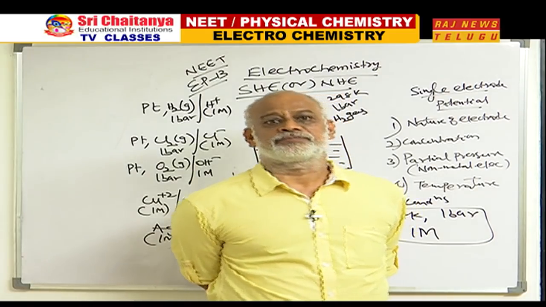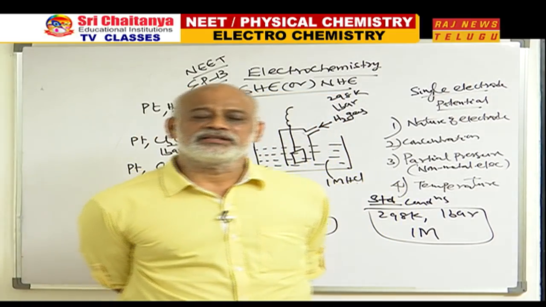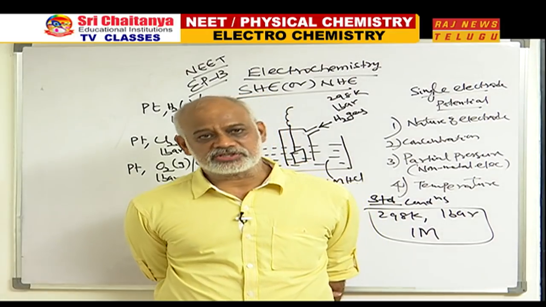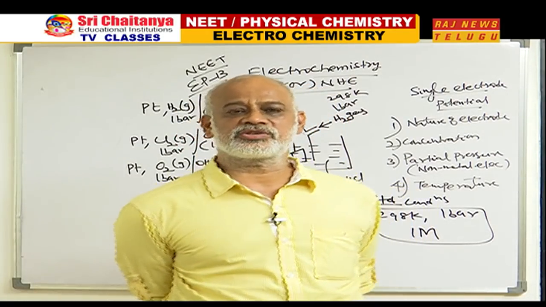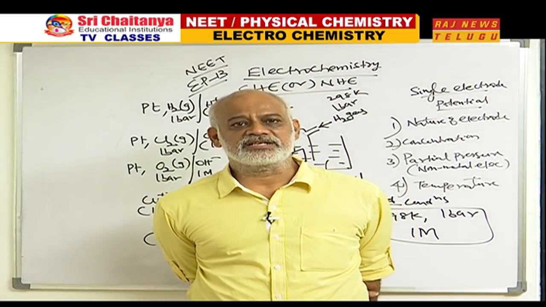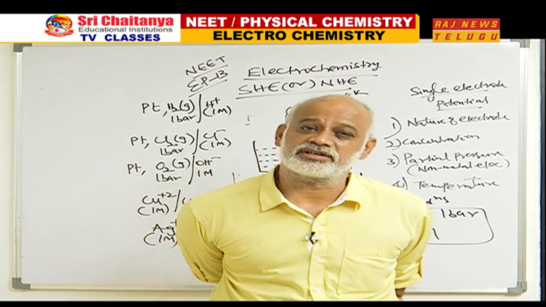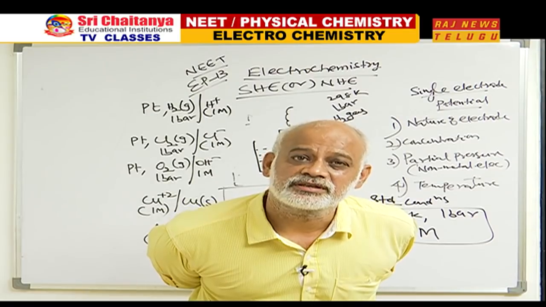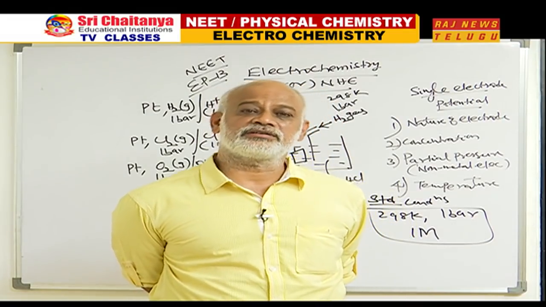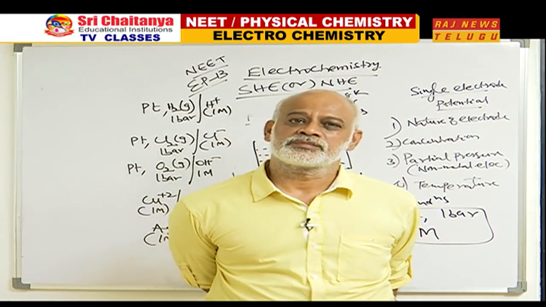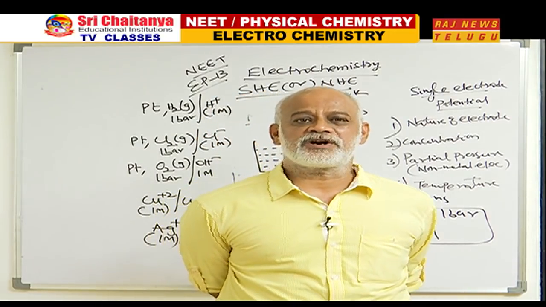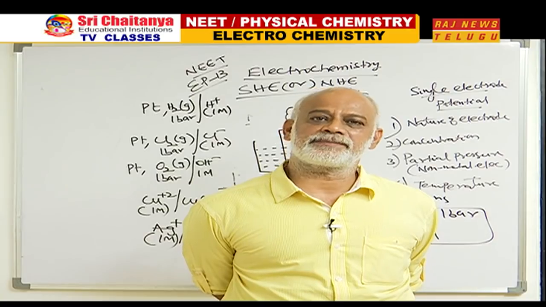How to measure it? A metal is surrounded by metal ion solution. Two possibilities: metal to metal ion is oxidation, metal ion to metal is reduction. What is spontaneous will decide what is the process occurring.